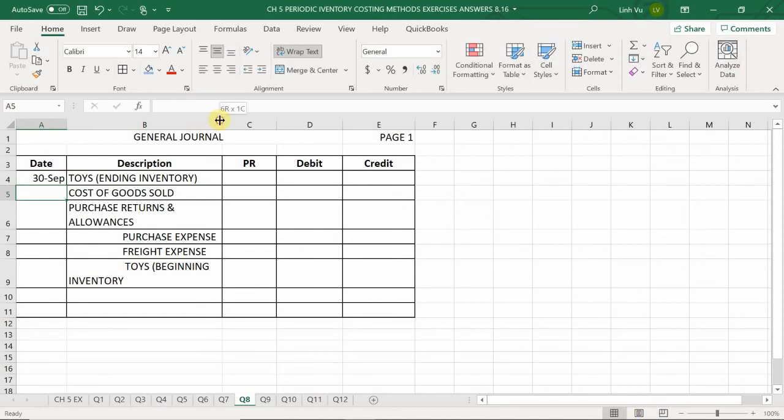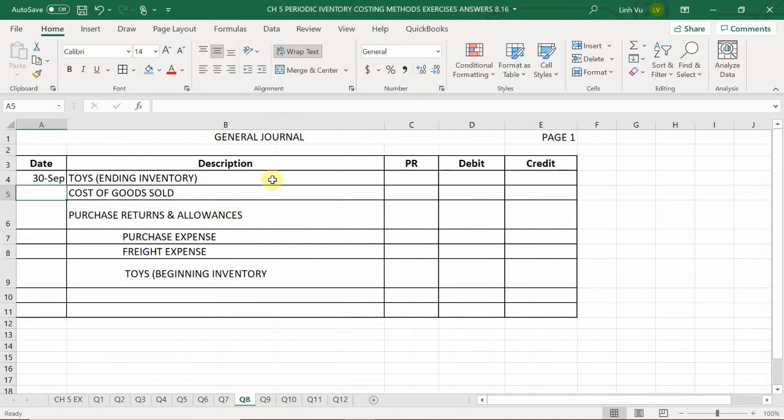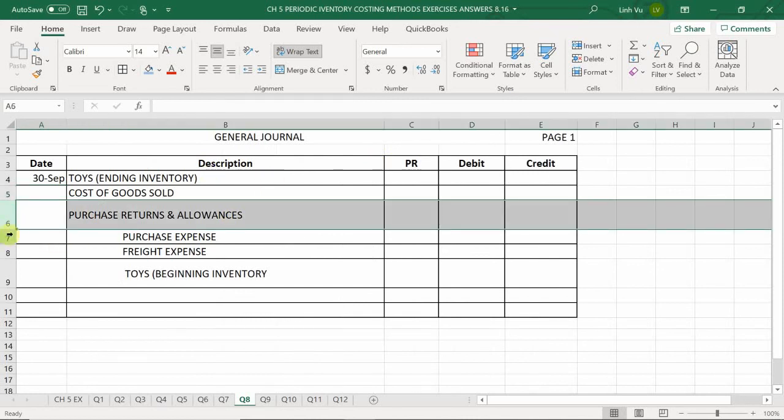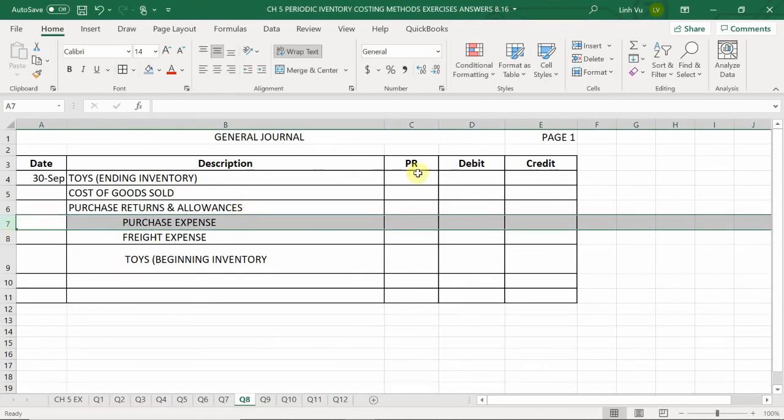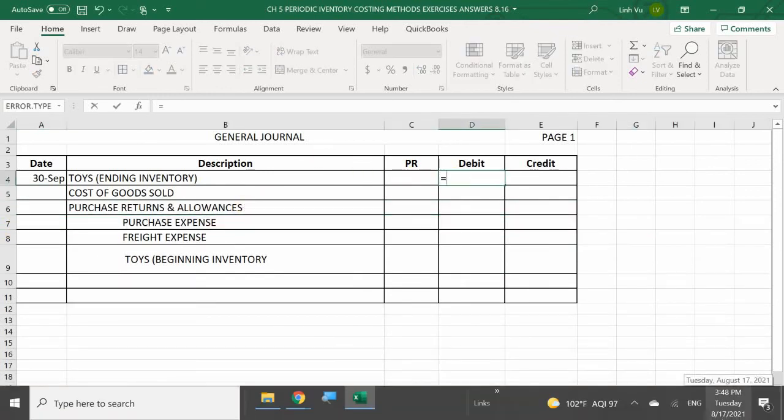So in this case, let's go ahead and plug our numbers in here. Okay, so first number that we're going to plug in is going to be your ending inventory. So what was the total cost of my ending inventory?